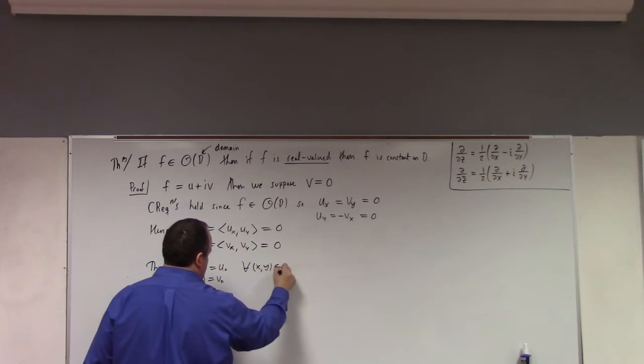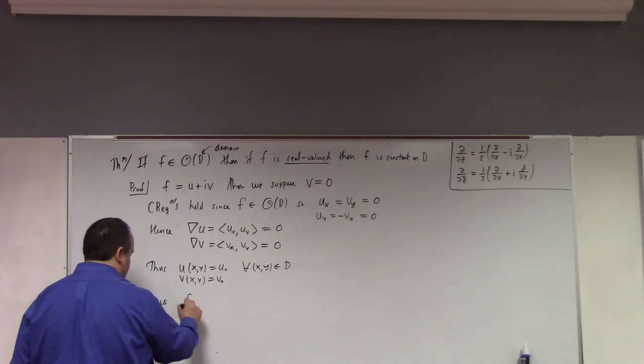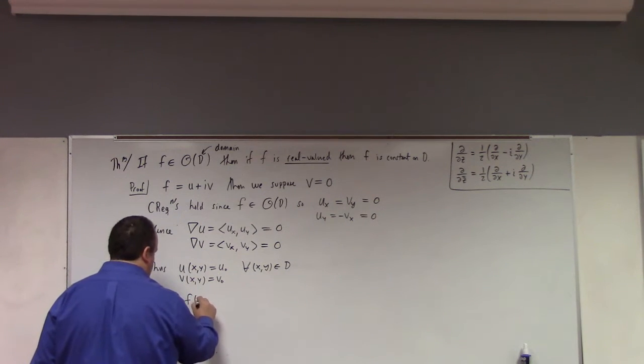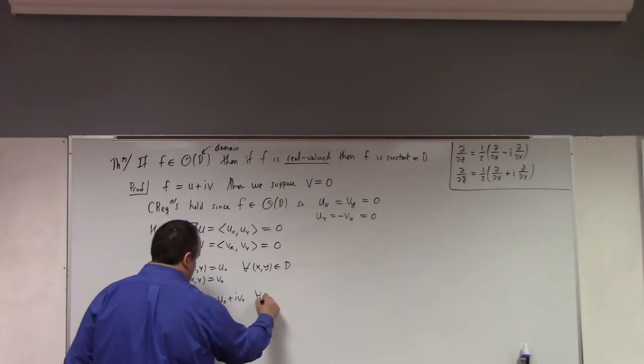x and y in the domain. Hence, thus f of z is equal to u naught plus i v naught for all z in D.